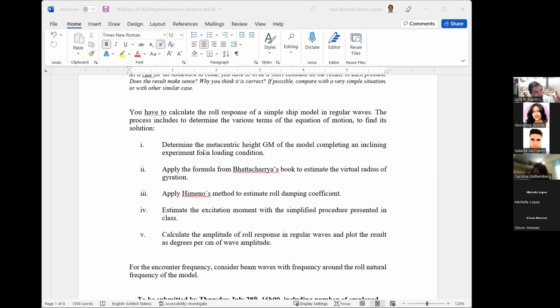In that case, you have to use Ikeda's formula to estimate the wave damping. Okay, you have to do it. You have to look for the formulation, and that's it.